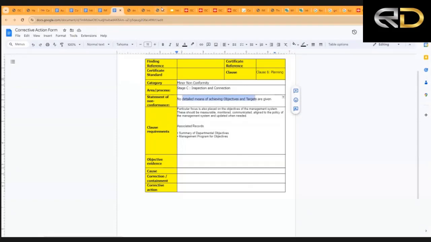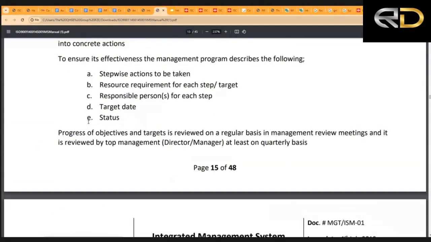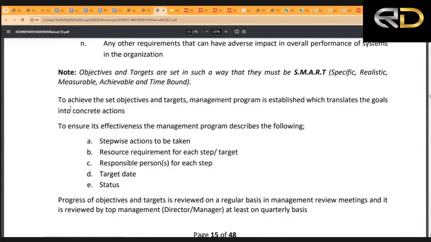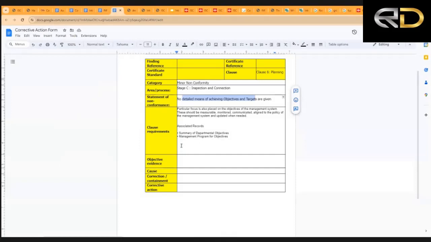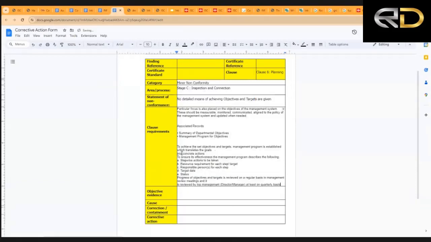So you open this standard right here, and then you scroll and look for exactly what you expected to see. To achieve a set of objectives, a management program should be established which translates goals into concrete action. So you as an auditor did not see a stepwise action, there's no result requirement, responsible people, etc. So you should make sure that this department knows that this is what you were looking for. You put that description right here.